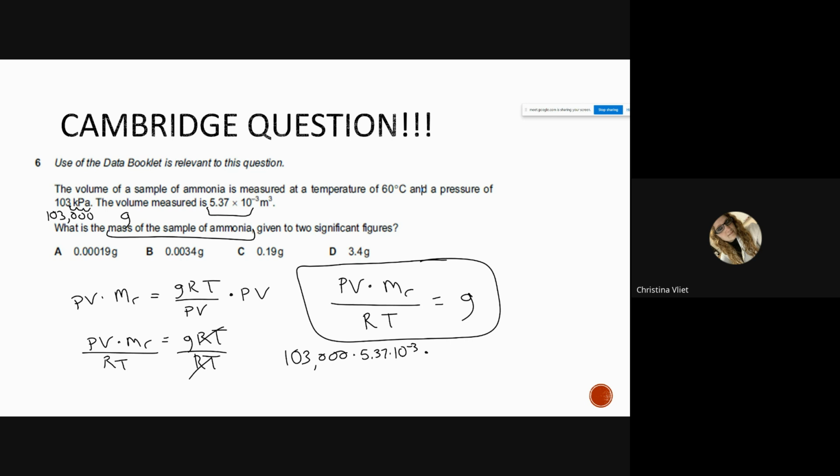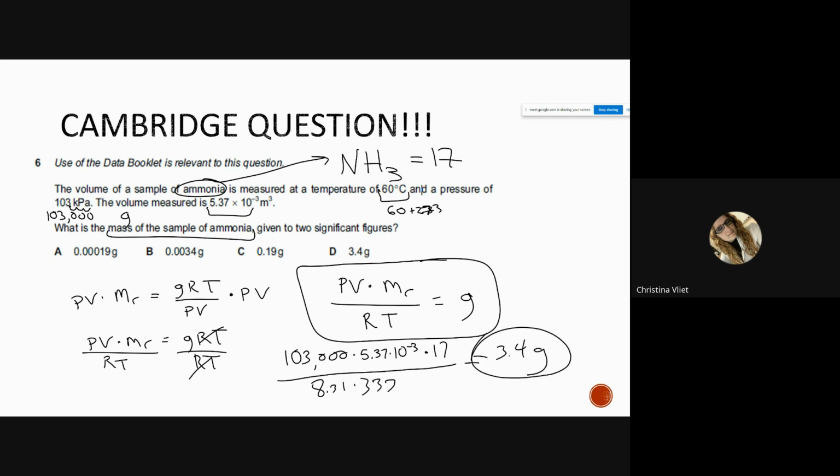This is why I need your attention for this question. What's the molar mass? Ammonia, so it's NH3. They gave you what it is, which means you have the molar mass, 17. Divide by 8.31. What's the temperature? What do we change it to? 333. And the final answer you should get is 3.4.